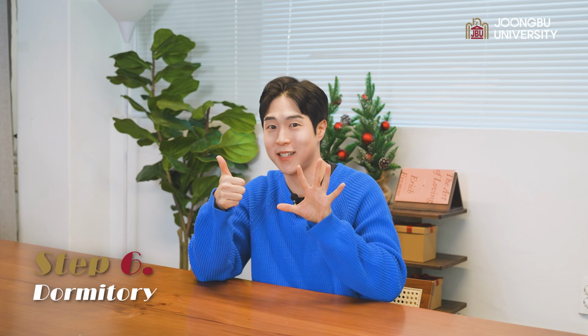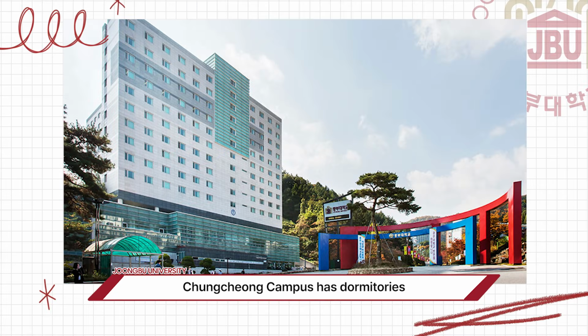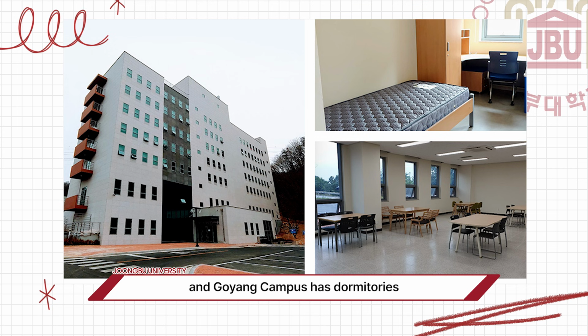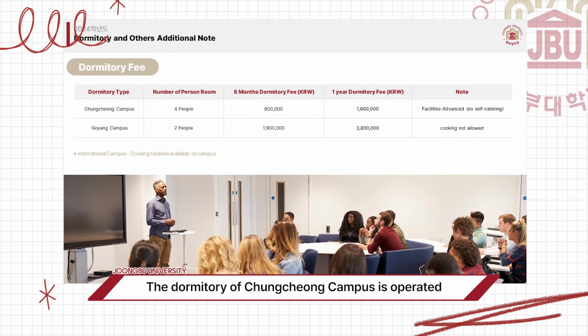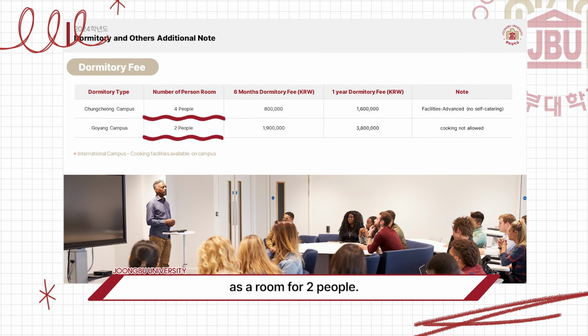Step 6. Dormitory. JOONGBU University operates dormitories in Goyang campus and Chungcheong campus respectively. Chungcheong campus has dormitories that can accommodate about 1,500 people, and Goyang campus has dormitories that can accommodate about 200 people. The dormitory of Chungcheong campus is operated as a room for 4 people, and the dormitory of Goyang campus is operated as a room for 2 people.